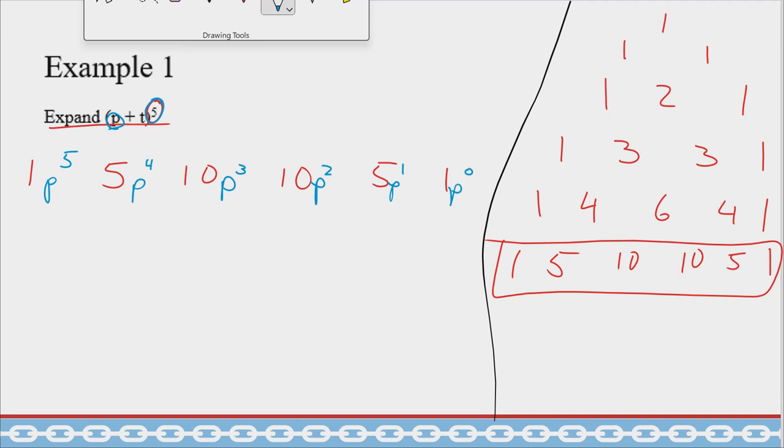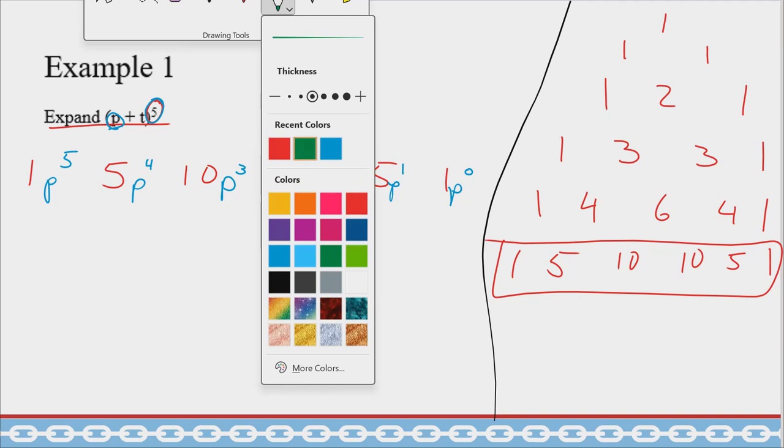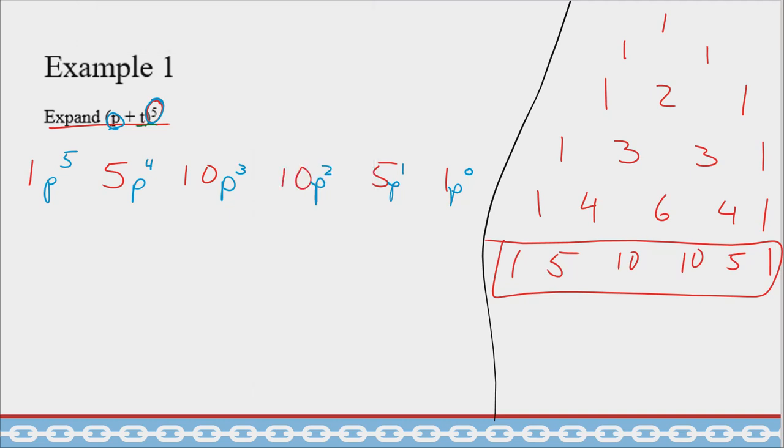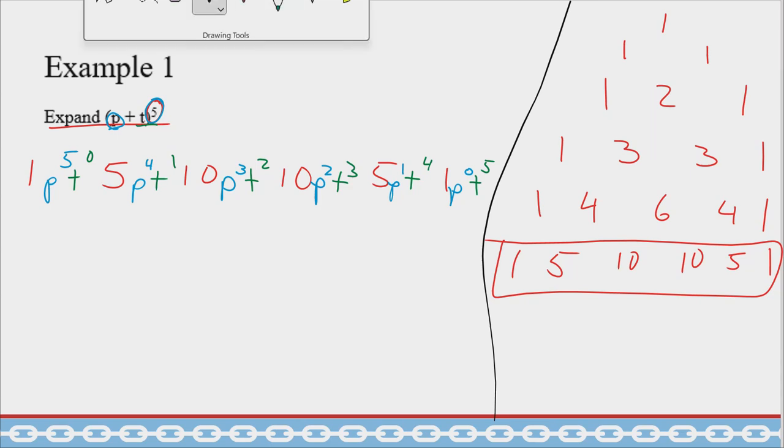Now I'm going to come back through with a T, in a different color here, and now I have to give them each an exponent again. But instead of going 5, 4, 3, 2, 1, 0, I am going to go 0, 1, 2, 3, 4, and 5. And then all of these get added together.